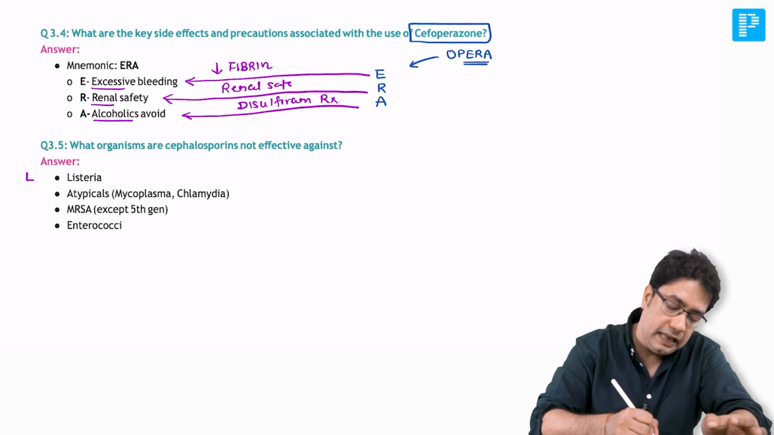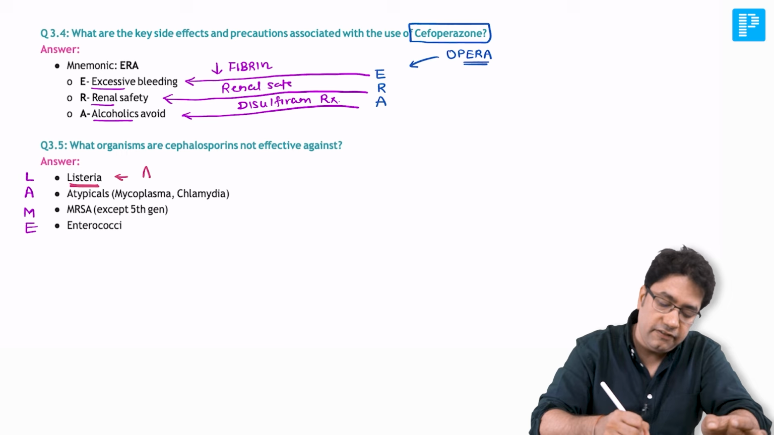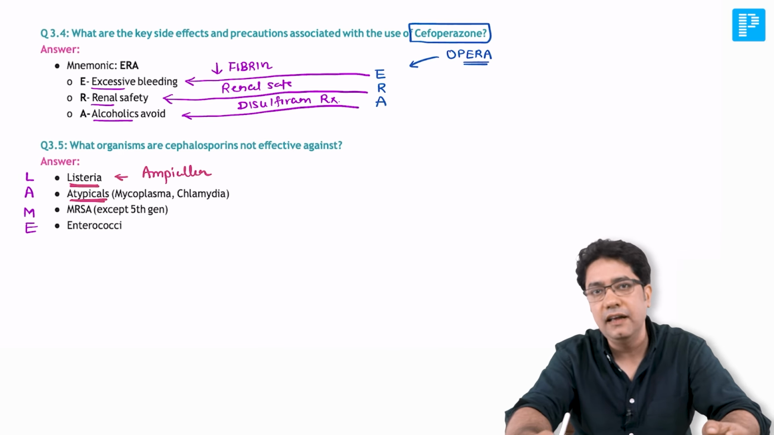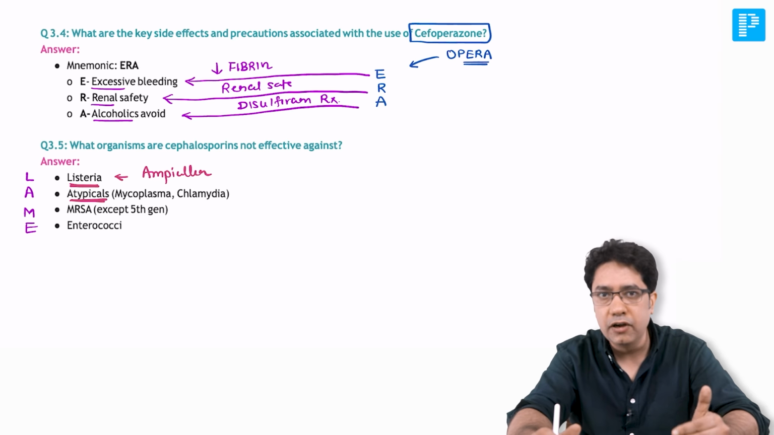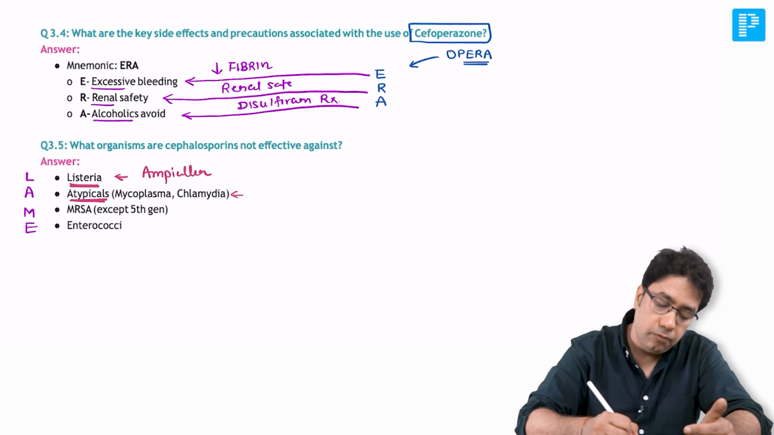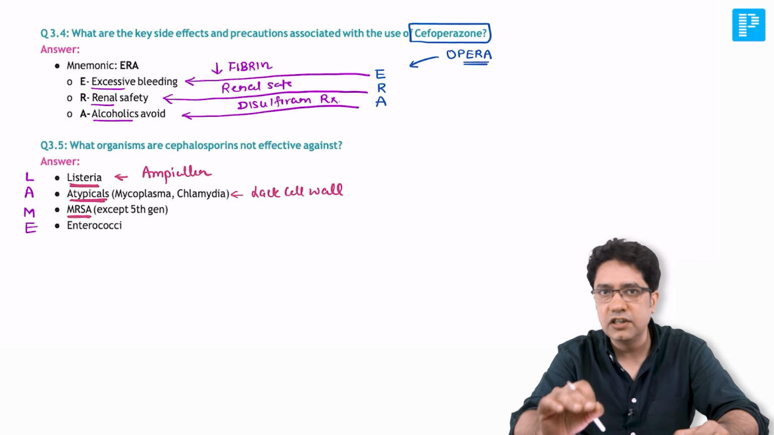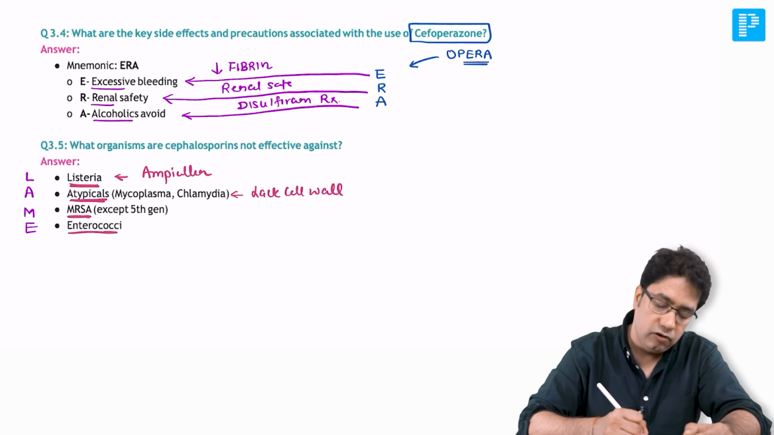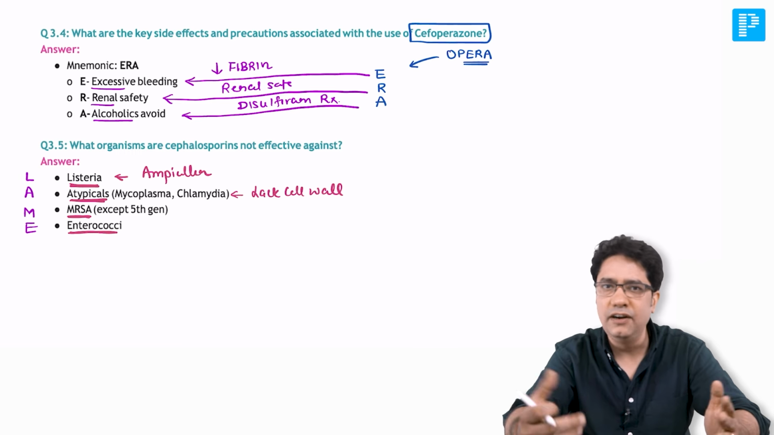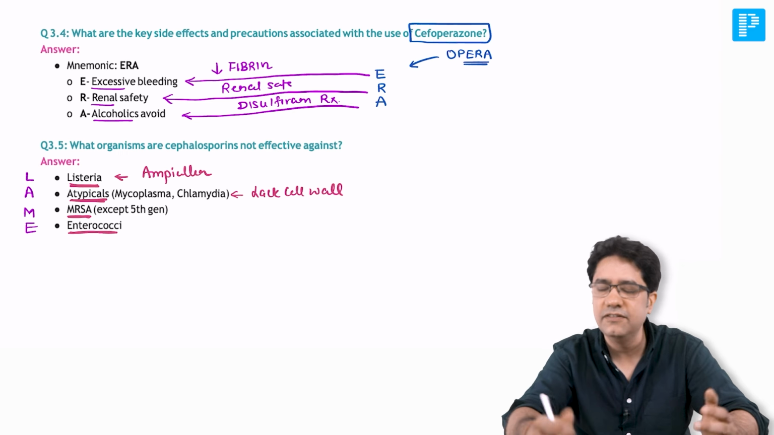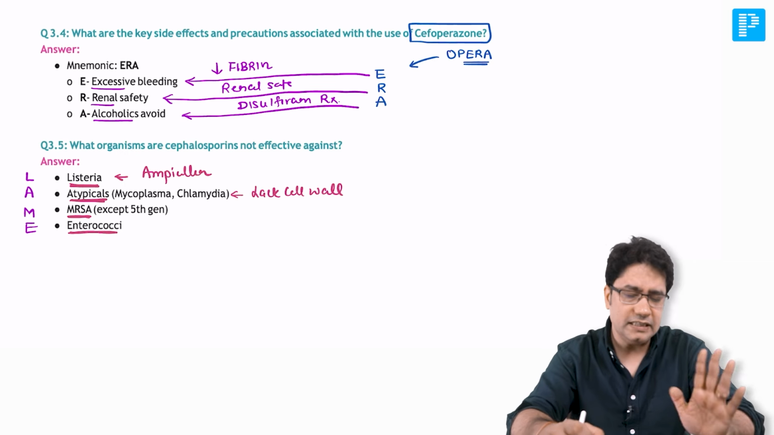We can remember a mnemonic, LAME. So, cephalosporins are not effective against Listeria. In Listeria, which causes meningitis, we rather give ampicillin. They are not effective against atypical bacteria like chlamydia and mycoplasma, because chlamydia and mycoplasma lack a cell wall. They are not effective against MRSA except fifth generation cephalosporin, and lastly, they are also not given against enterococci. In enterococci, which sometimes cause endocarditis, we rather give vancomycin. So this is about cephalosporin.